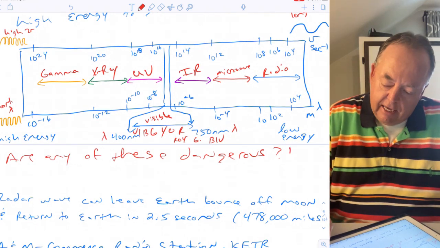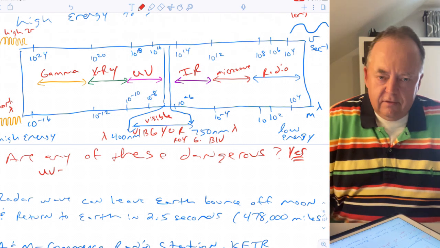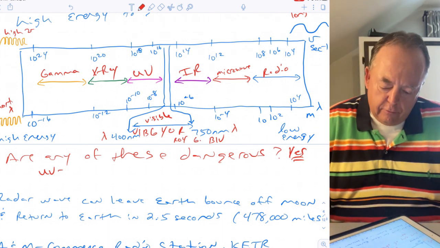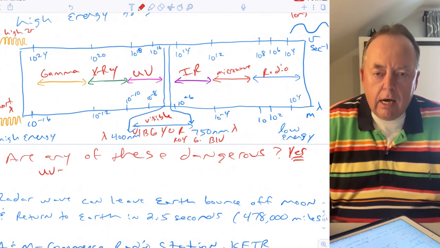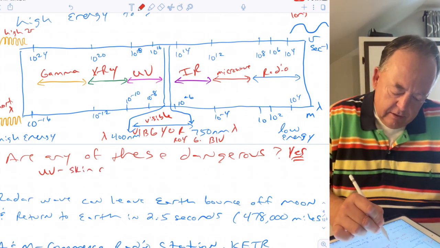Okay, so are any of these dangerous? And the answer is yes. So which of these are dangerous? Well, UV is dangerous, right? That would be why if you go in the sun for extended periods of time, you may wear sunblock to protect yourself from UV radiation, which can cause skin cancer.